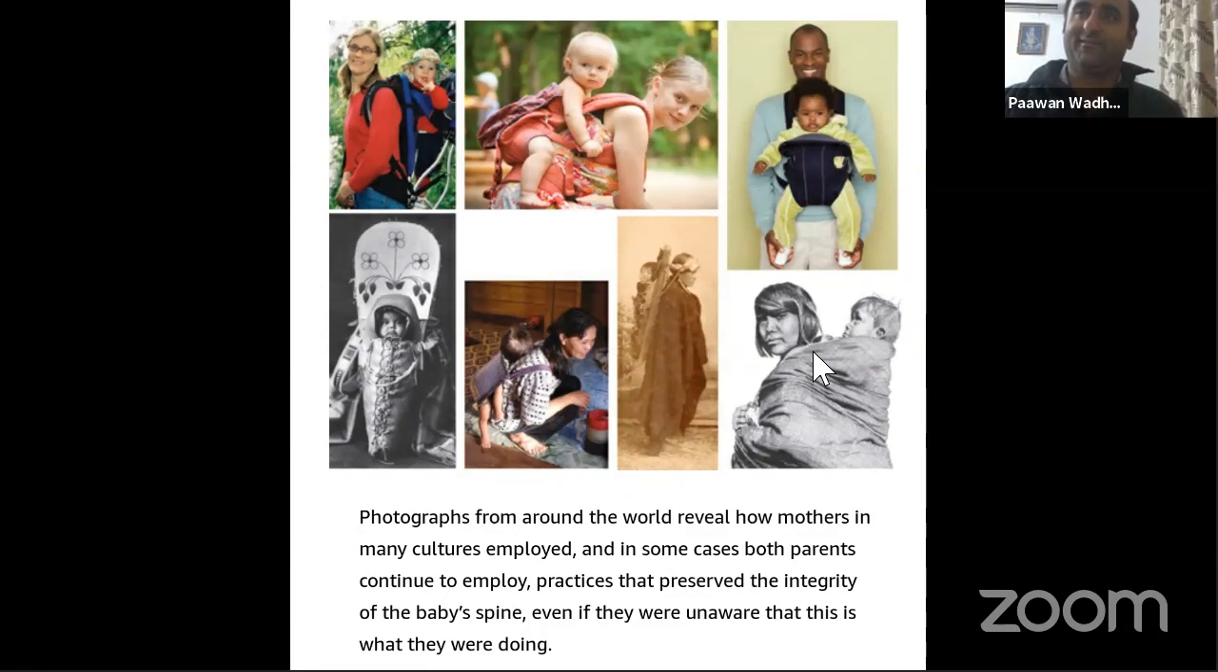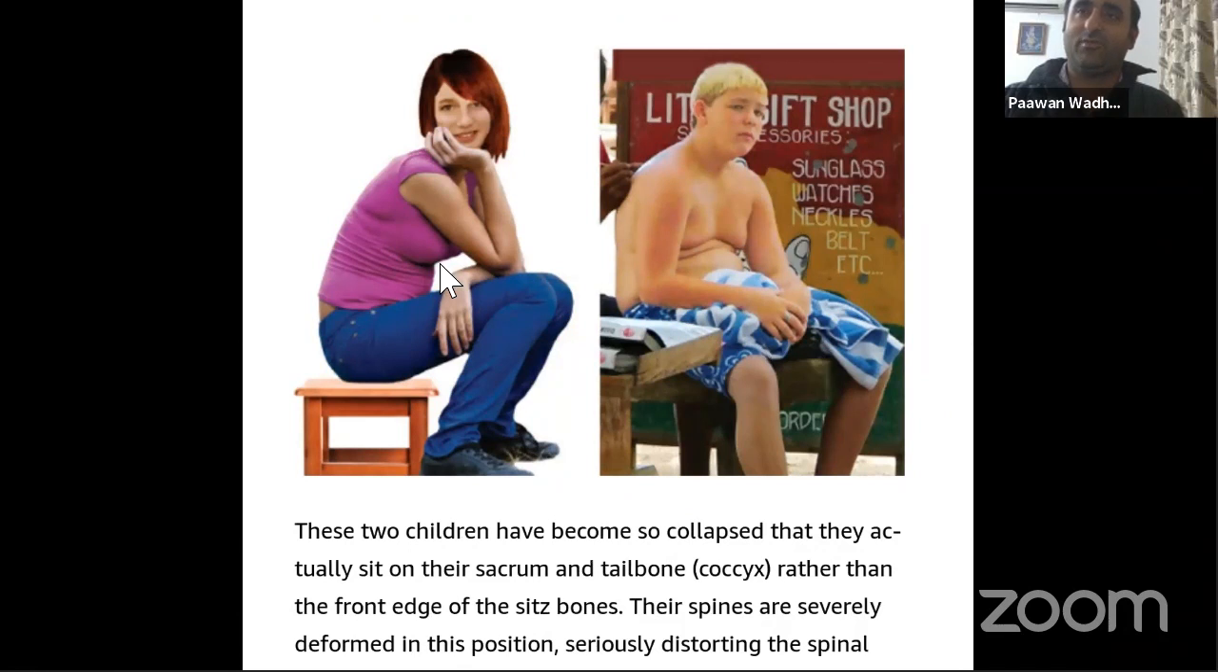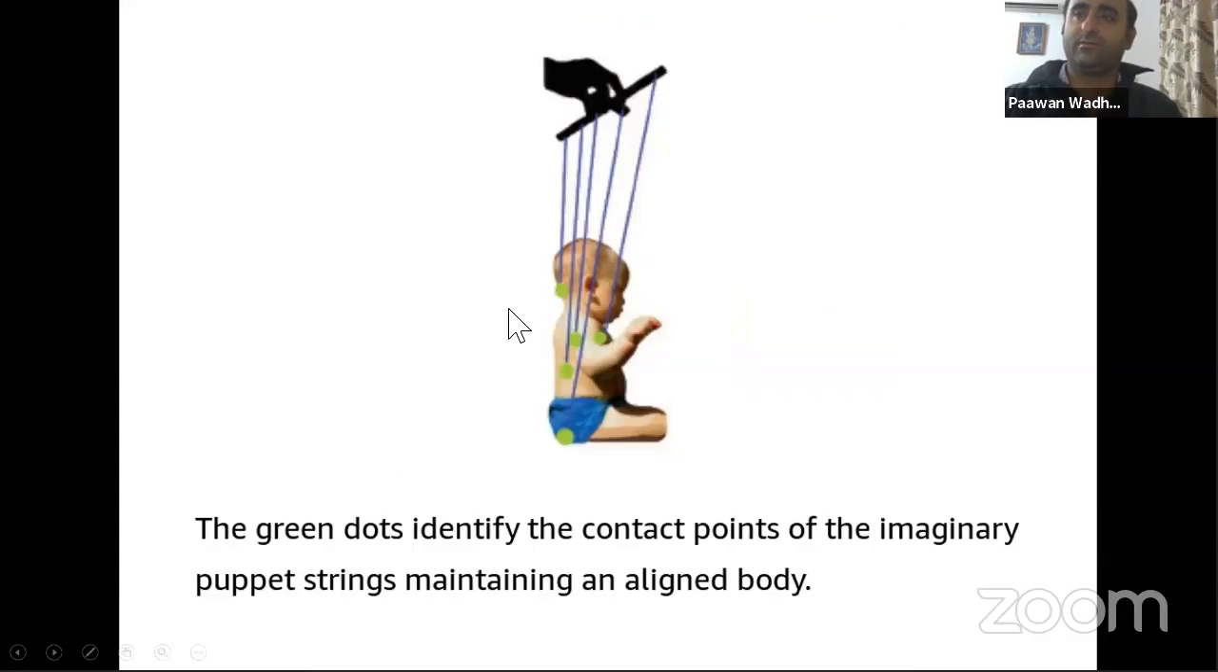I doubt it. This is the wrong thing: these two children have become so collapsed that they actually sit on their sacrum and tailbone rather than the front edge of the sits bones. Their spines are severely deformed in this position. Look at this lady. The spine is gone. This boy collapsed. Sad, stands like this.